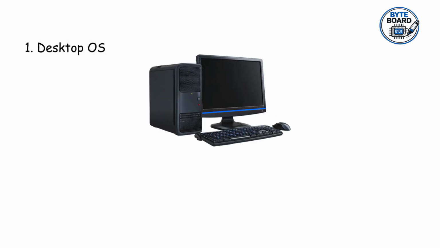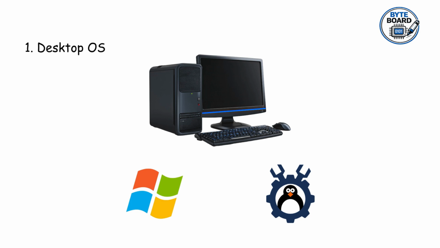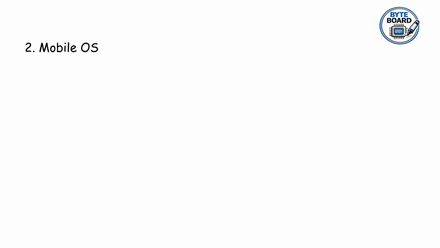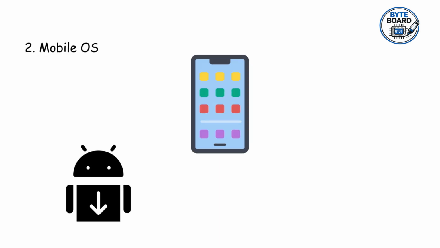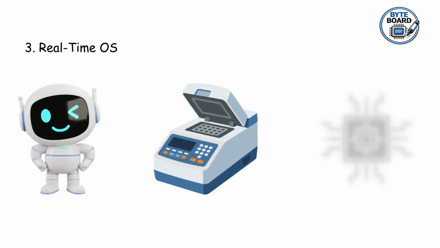Types of operating systems. 1. Desktop OS, used in computers: Windows, Linux. 2. Mobile OS, used in smartphones: Android, iOS. 3. Real-time OS, used in robots, machines, and embedded systems.